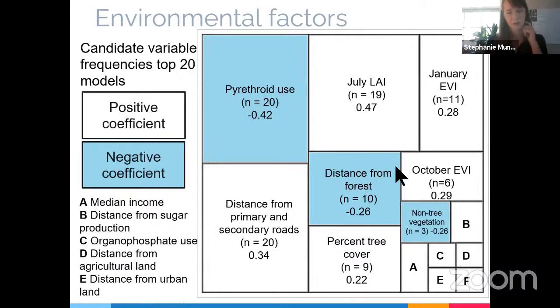The other factors that occurred really regularly were all vegetation indices that were positively associated with the development of KDR.